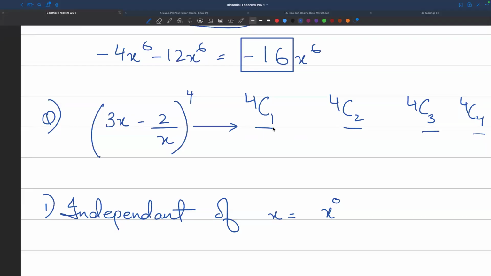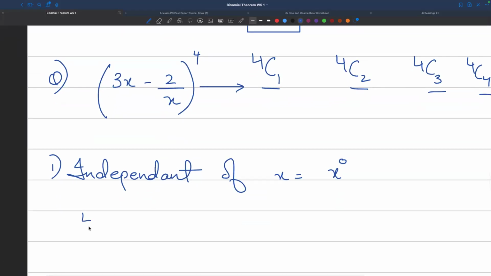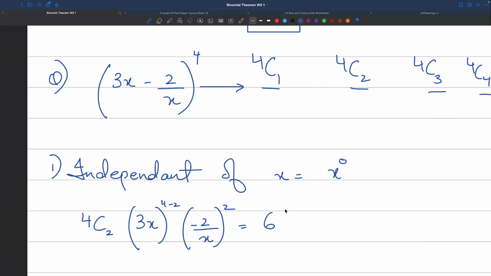But that comes later. For the time being, what I want you people to understand is that if I do 4C2, that is a to the power n minus 2, and then b to the power of 2. So 4C2 is 6. This will become 3 square 9. And this will become 4 upon x square. x square cancels. And I get my answer, whatever the answer is.